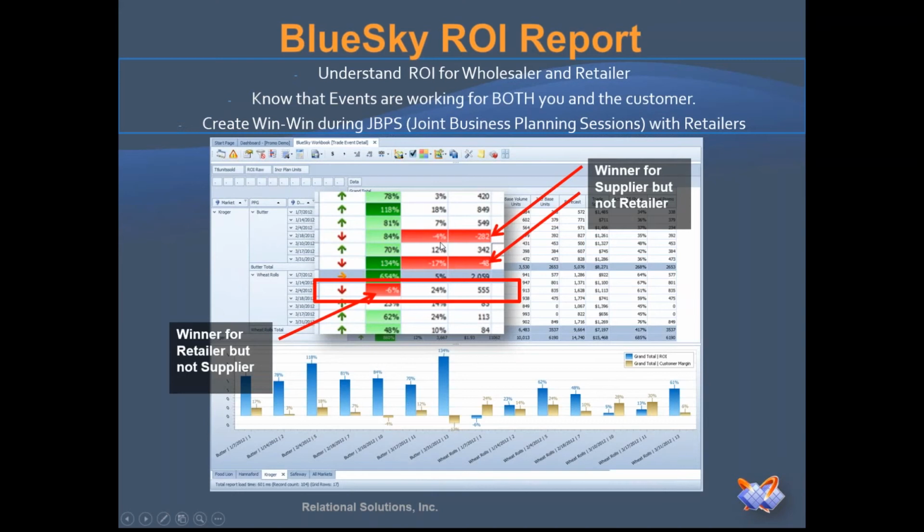And in true joint business planning, you're doing this so that you're having these sessions with your retailers because you want to select promotions that are profitable for both companies. So you don't want one that's just profitable for you and not profitable for them, or profitable for them and not profitable for you. So we want to make sure that it's a win-win for both companies in any joint business planning. So this ROI report gives that information.